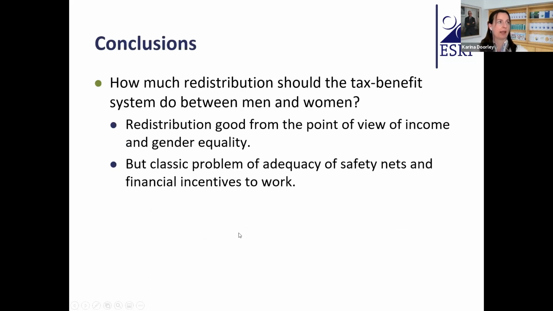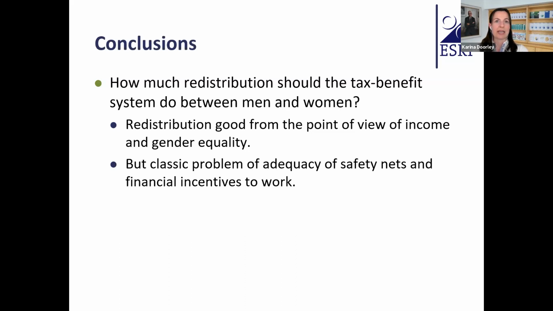So let me just leave you with an open question. How much redistribution should the tax benefit system do between men and women? And I don't have an answer to this. On the one hand, redistribution is good from the point of view of income and gender equality, and there's no denying that. But we do have a classic problem here of adequacy of safety nets, of trying to provide an adequate safety net for people while still maintaining financial incentives to work.